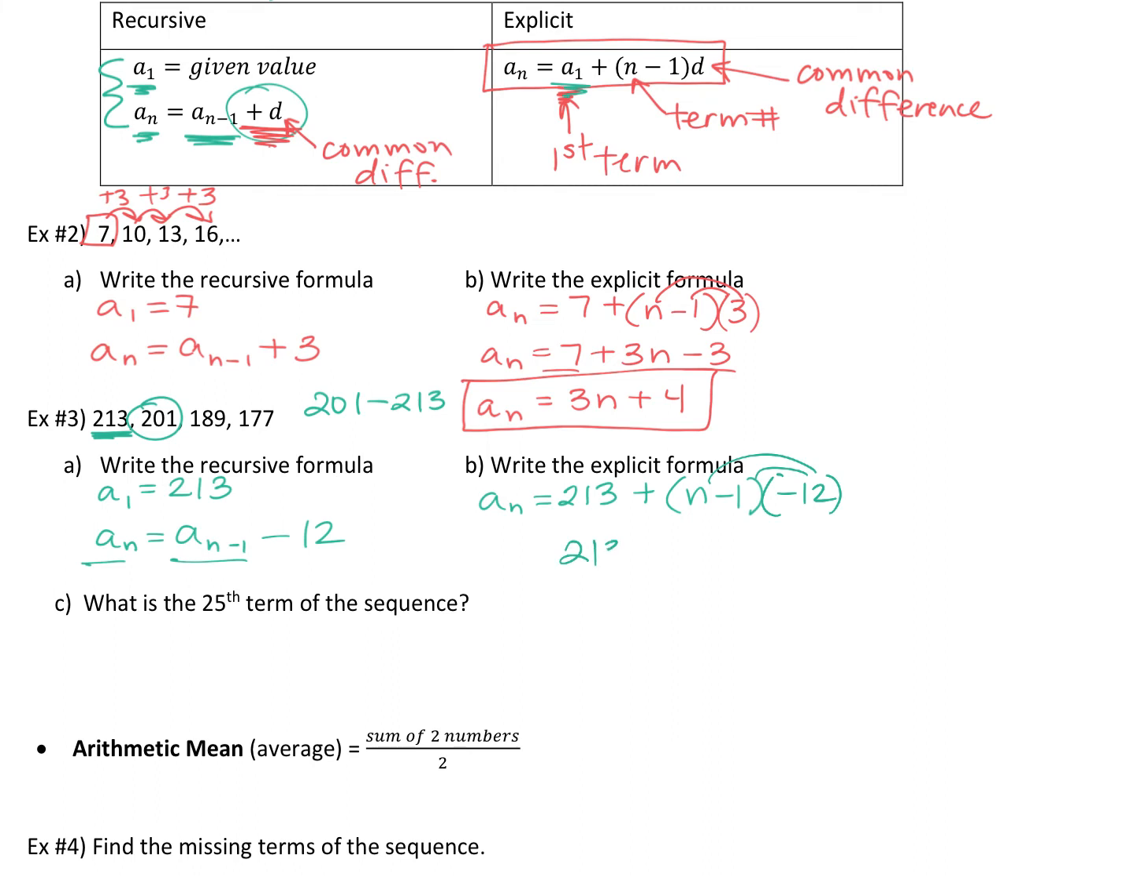Okay, now distribute that. So 213 minus 12n plus 12. So a sub n is 213. That's not the way I want to write that. Negative 12n plus 225.